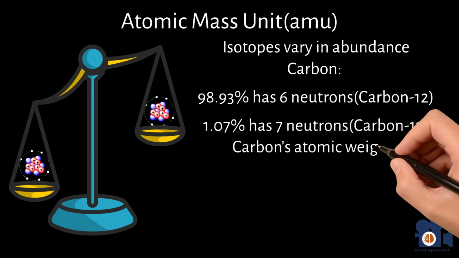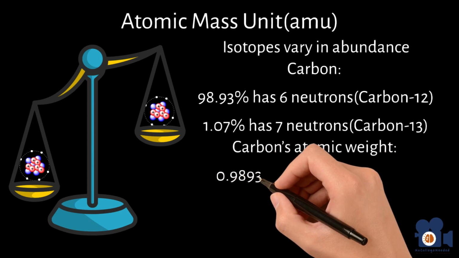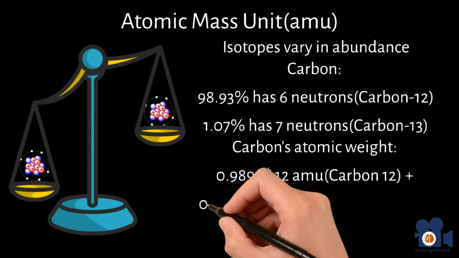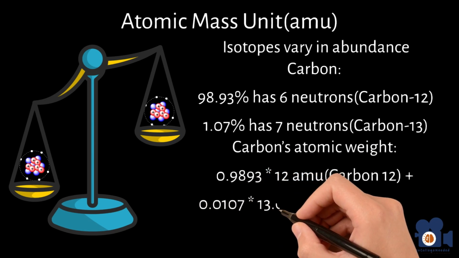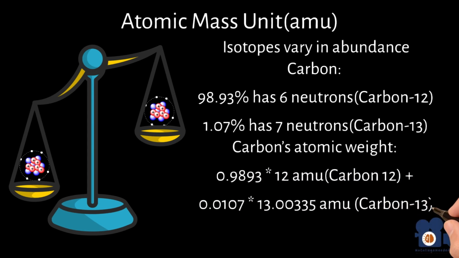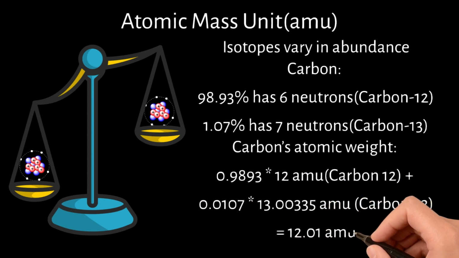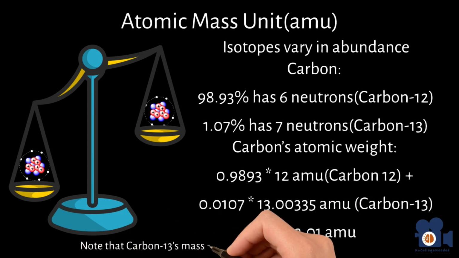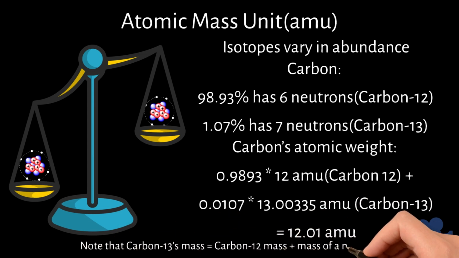0.9893 times 12 AMUs plus 0.01007 times 13.00335 AMUs to equal 12.01 AMUs. Note that carbon-13's mass equals carbon-12's mass plus the mass of a neutron.